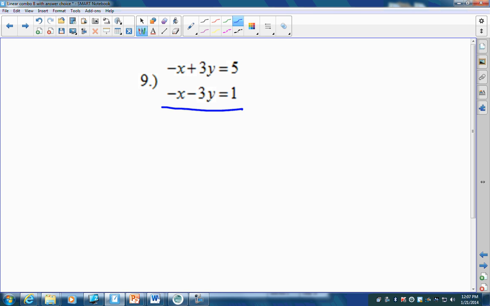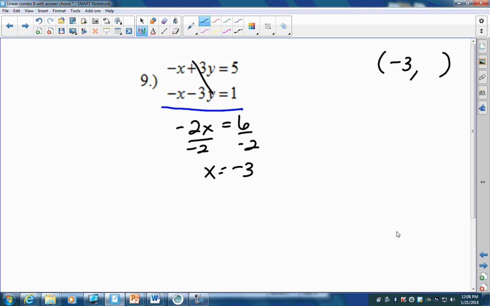The y's go away. How many x's do I have? I have -1 and -1. I have -2x. The y's go away, and 5 and 1 is 6. You can go ahead and divide by -2, and you're already halfway done. But remember, we're trying to go through and get the first ones. X is going to equal -3. You're right.